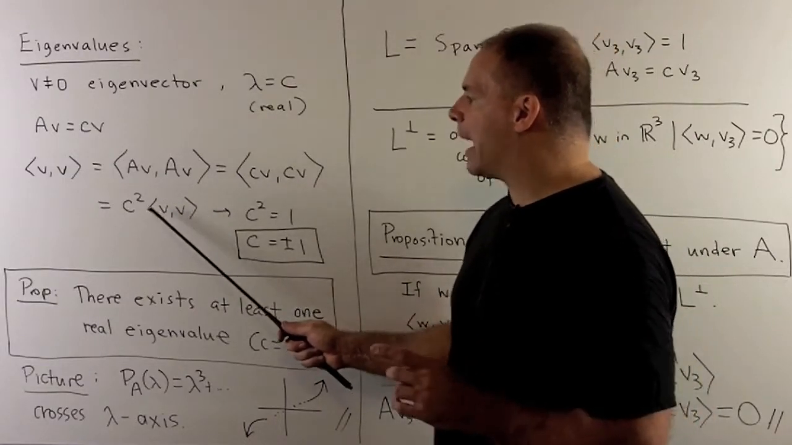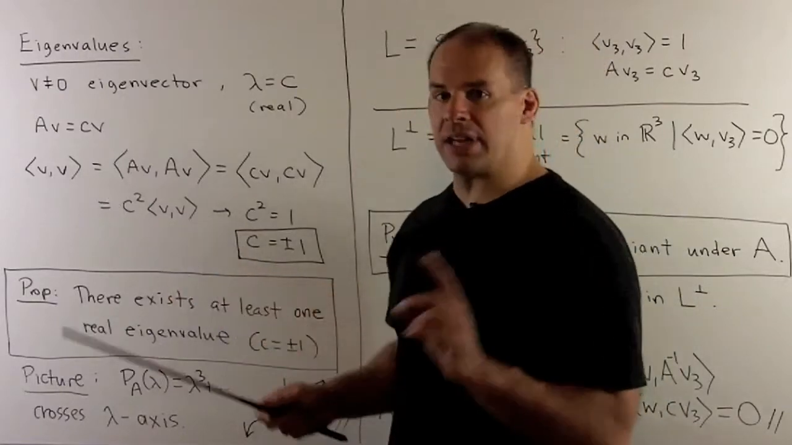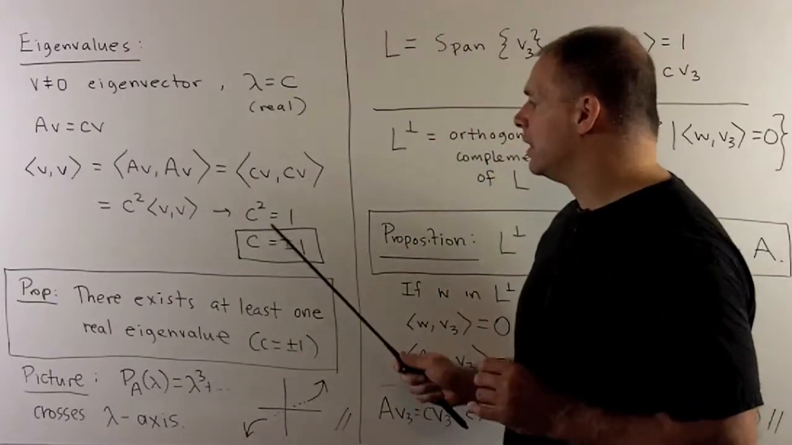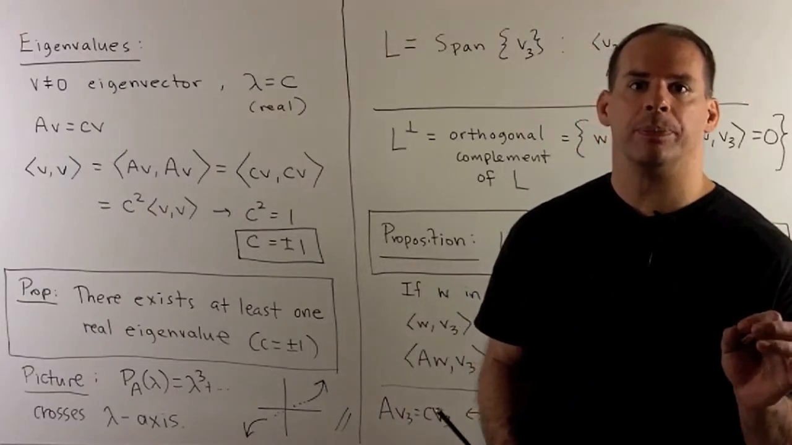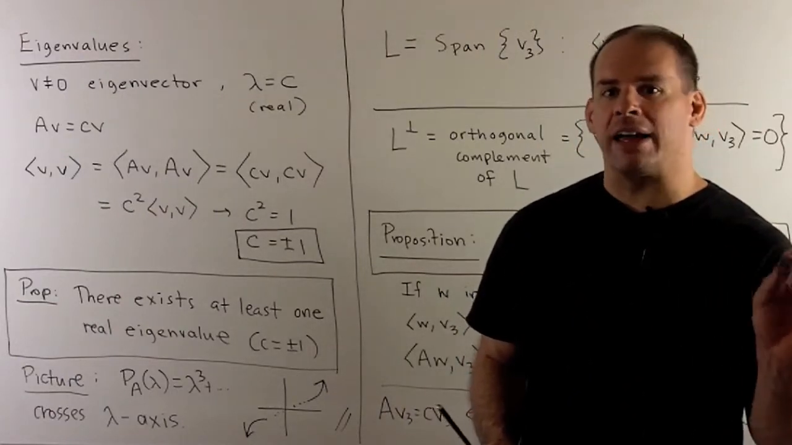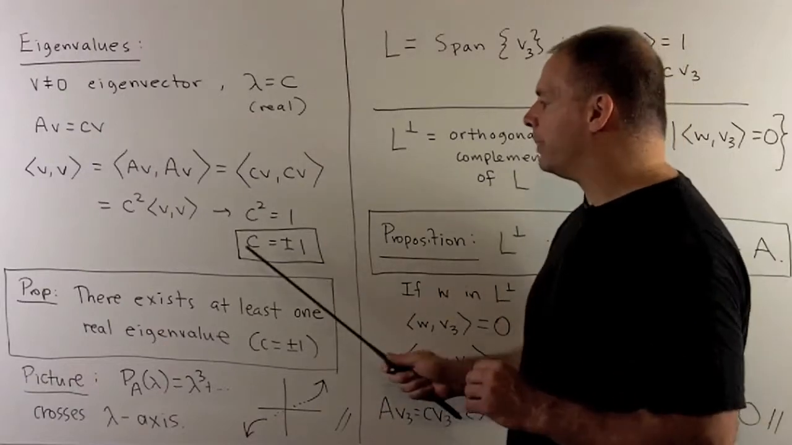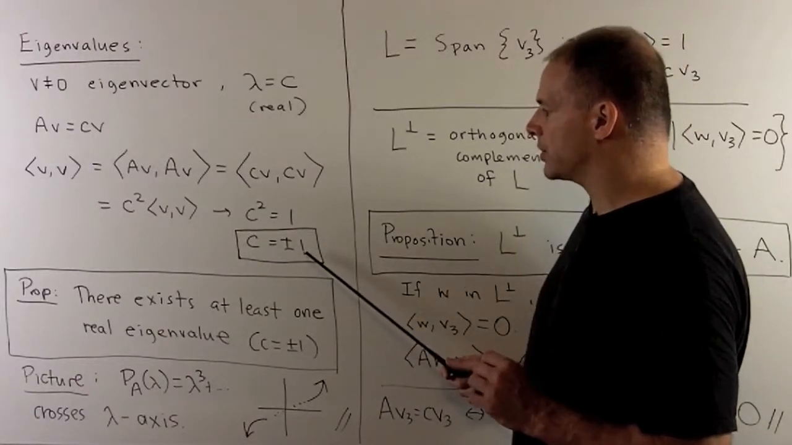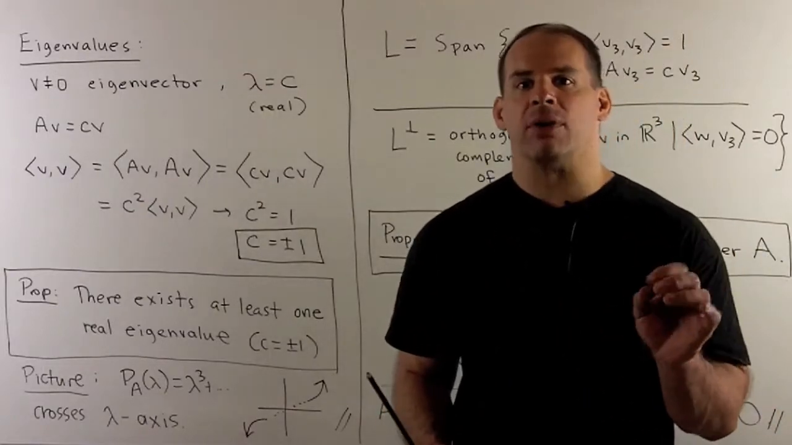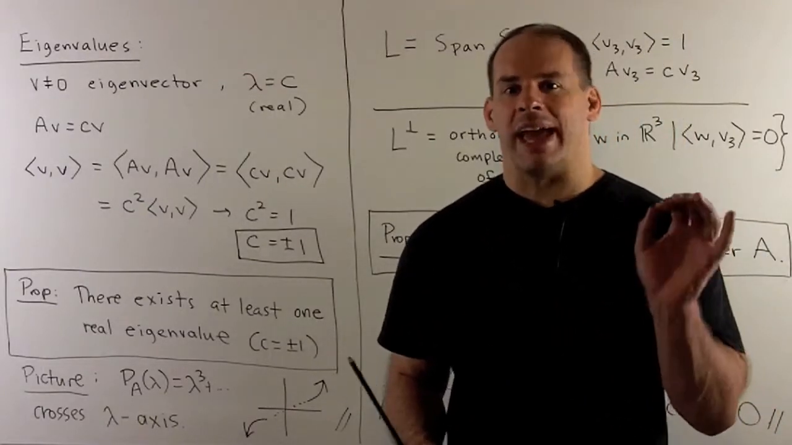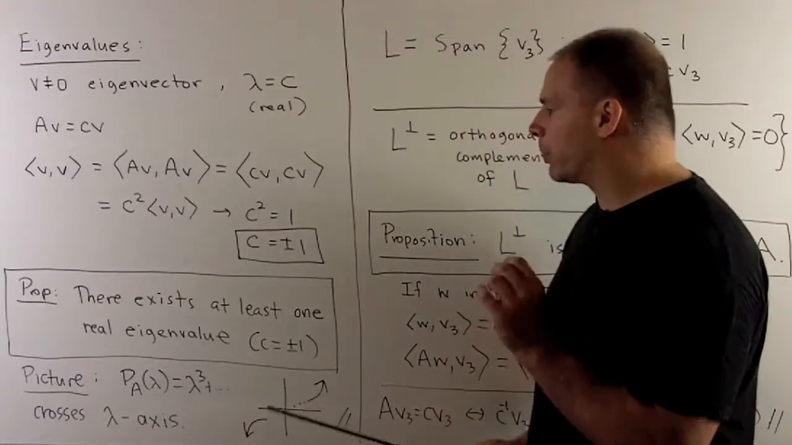Then if I divide through by the inner product, it's non-zero. We have c squared equals 1, or c is equal to plus or minus 1. So if we have any real eigenvalues for A, we have to narrow them down to one of these possibilities. Now, the question is, do we have to have a real eigenvalue? The answer is yes. So that's our proposition.